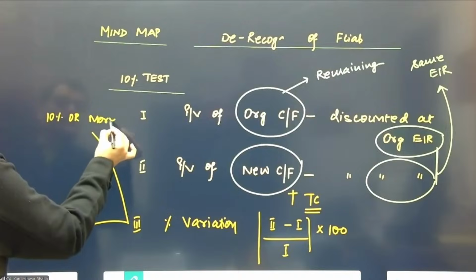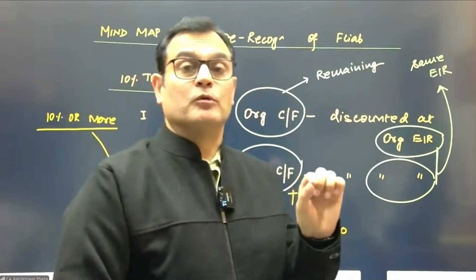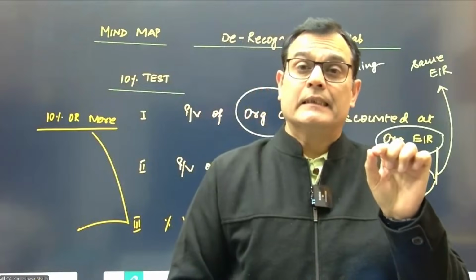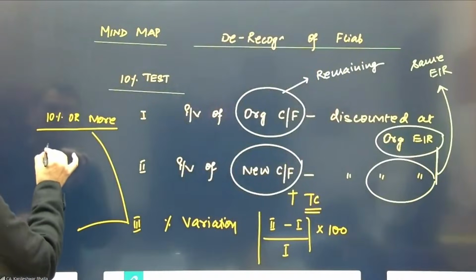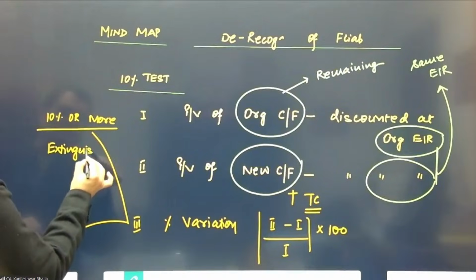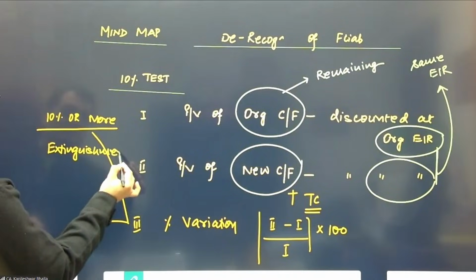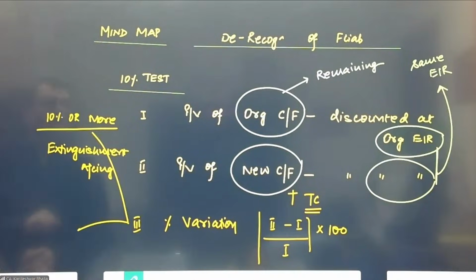So this includes 10% as well. We've said that it is 10% or more. So if the variation is exactly 10, then also it is covered under 10% or more. In this particular case, we apply what is called extinguishment accounting. So the accounting which is applicable is called the extinguishment accounting.